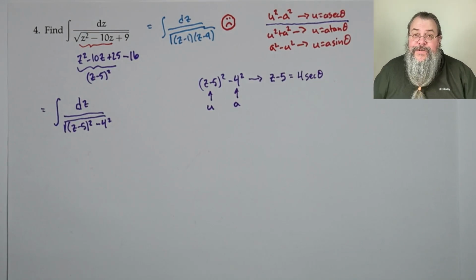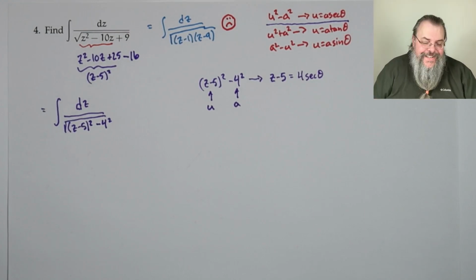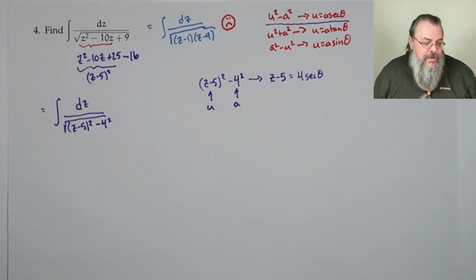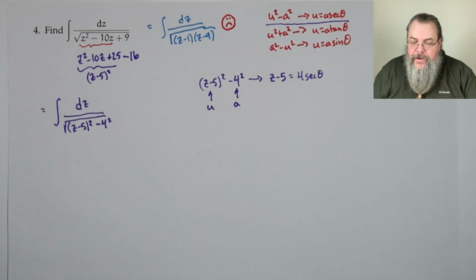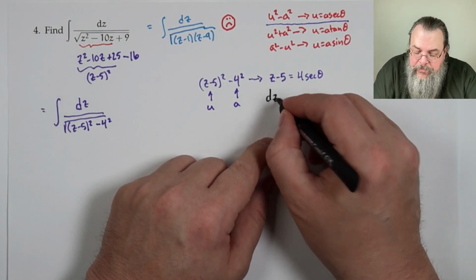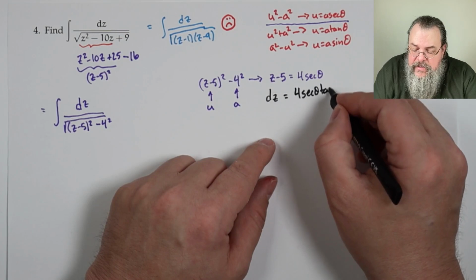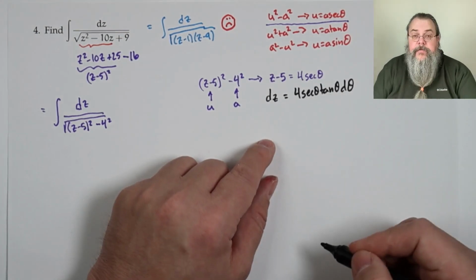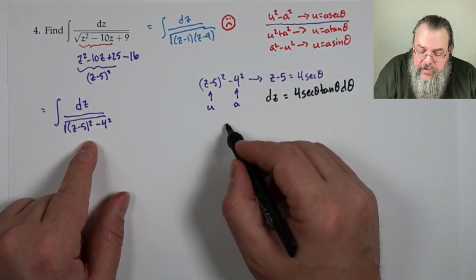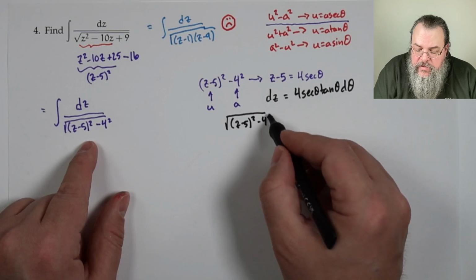So there's our substitution. And you might say, are we allowed to have a minus 5? You betcha we are. Okay, well, now where do we go? We take the derivative, and we get dz is equal to, the derivative of secant is secant theta tangent theta, d theta. Okay, so that's good. And what does this term become? The square root of z minus 5 squared minus 4 squared.